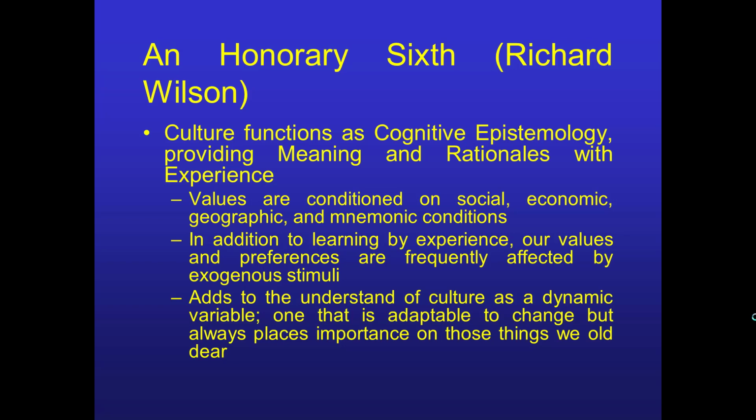What is true about cognitive epistemology is that it will always place importance on those things we hold dear. Some things that we hold dear, we get rid of. Other things that we didn't even regard at some point in our lives now become incredibly important depending on changing circumstances. One small example before we wrap this up.